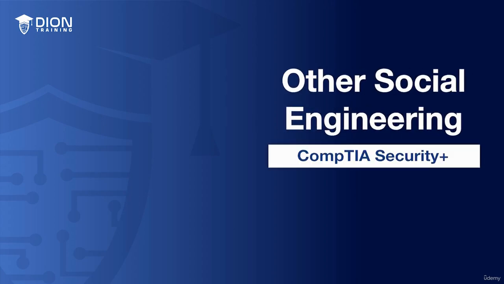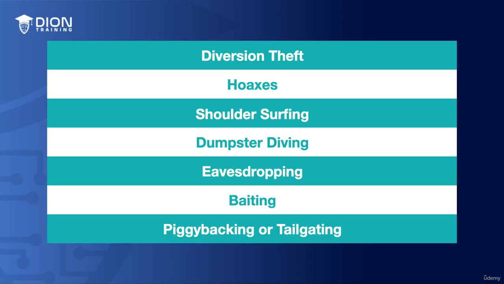In this lesson, we're going to cover other social engineering attacks. Now, some of these common social engineering attacks include diversion theft, hoaxes, shoulder surfing, dumpster diving, eavesdropping, baiting, and piggybacking or tailgating. First, we have diversion theft.